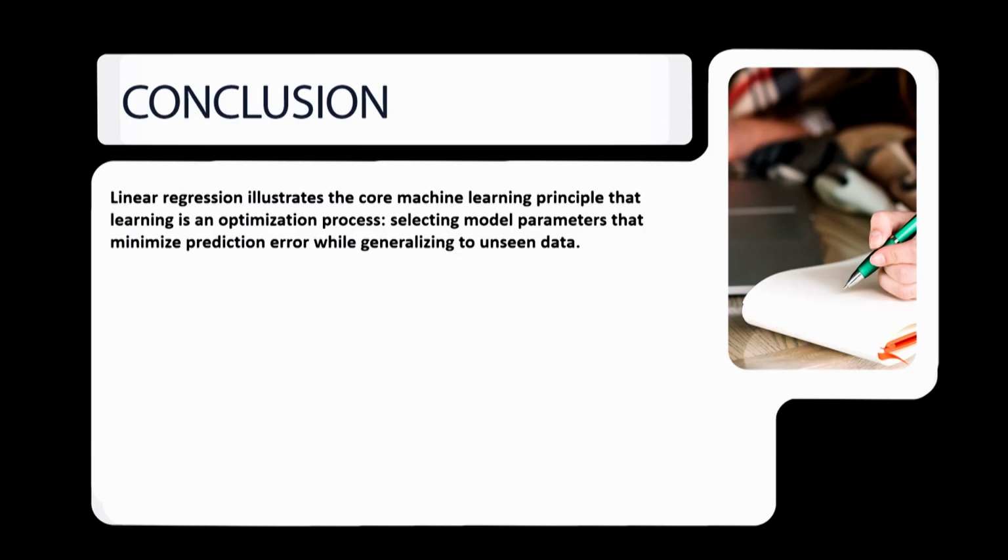And to conclude, linear regression illustrates the core machine learning principle that learning is an optimization process, selecting model parameters that minimize prediction error while generalizing to unseen data.